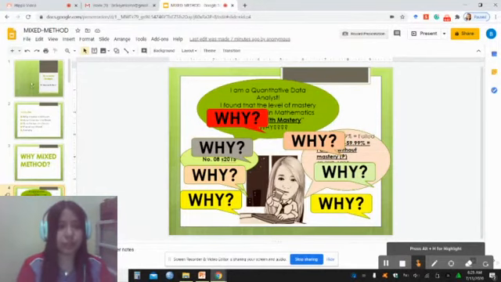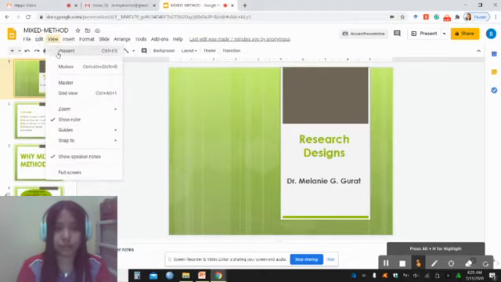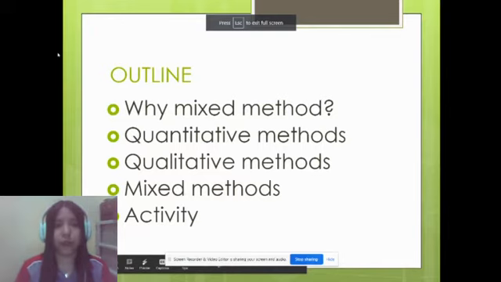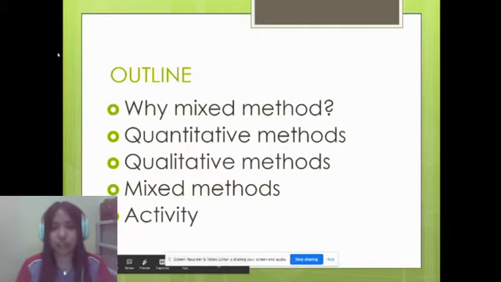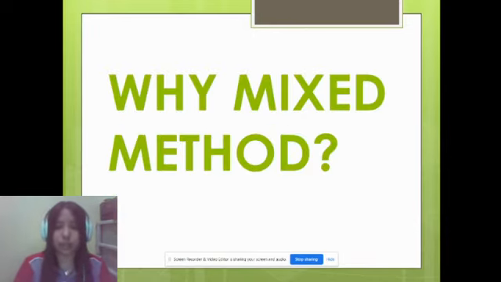So today we're going to discuss research design. For our outline, we will consider why mixed method, and then we are also going to consider quantitative methods, qualitative methods, and of course, mixed method. I asked the question why mixed method simply because most of the researchers use mixed method. And it is because mixed method is a better method than using quantitative data approach alone or qualitative approach alone.